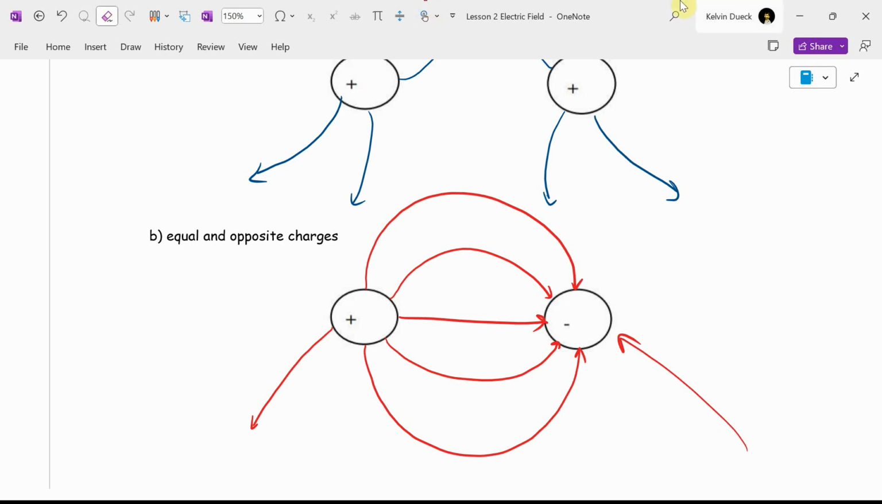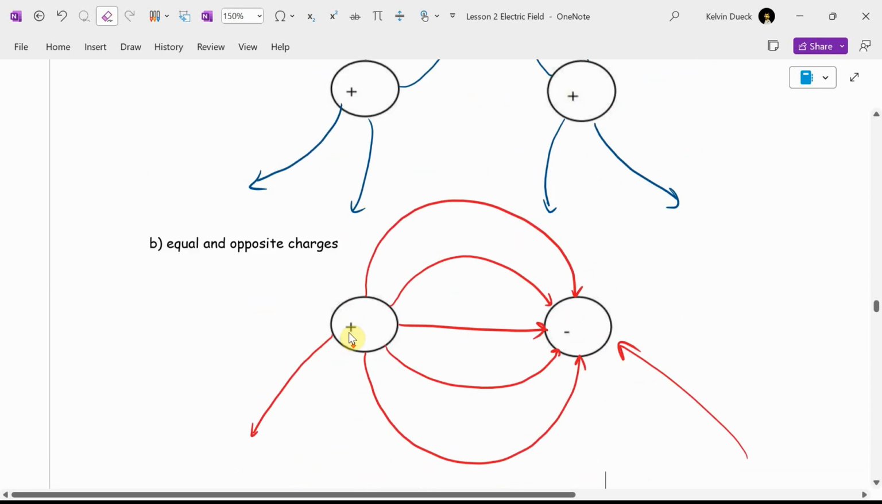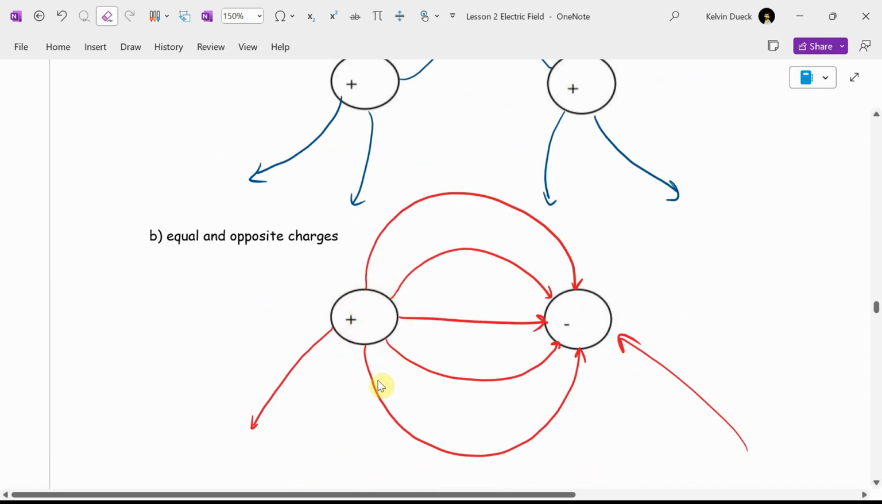How many lines did I do on the positive? 1, 2, 3, 4. How many lines did I do? 1, 2, 3, 4, 5, 6. You could assume, if these are part of the same picture, that the negatives and the two bottom charges were higher magnitude than the two upper charges.